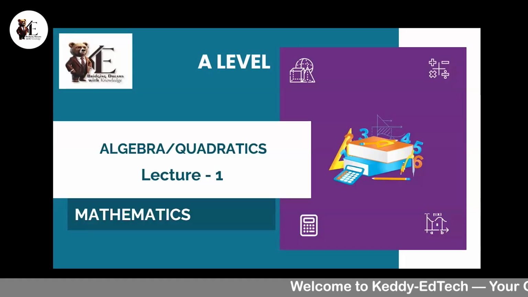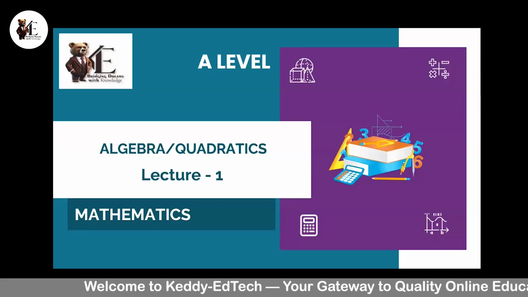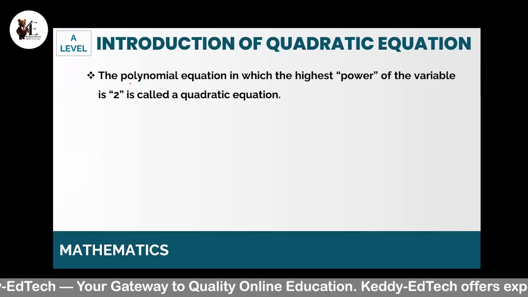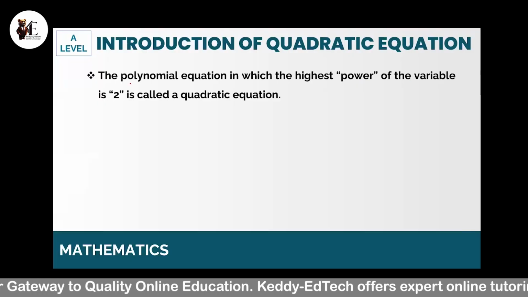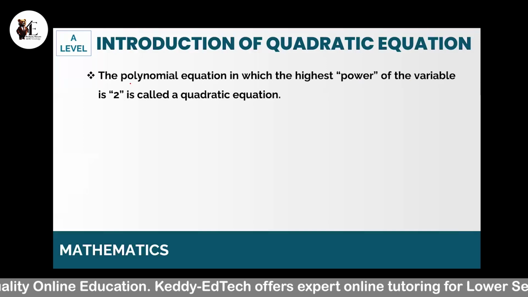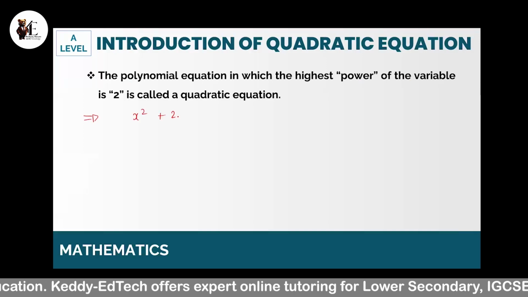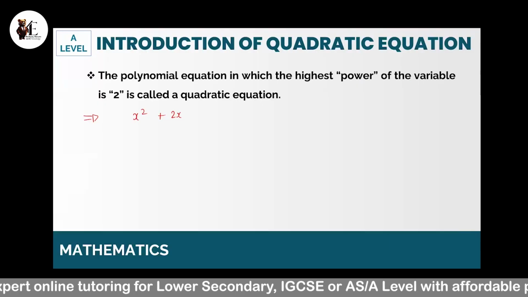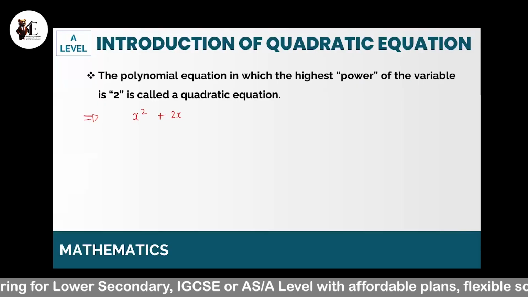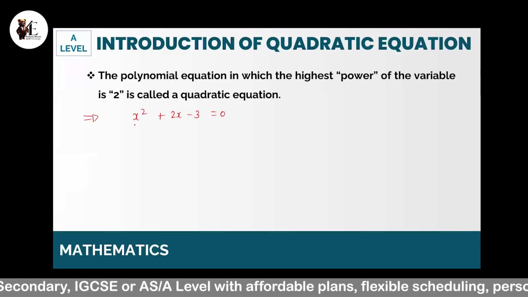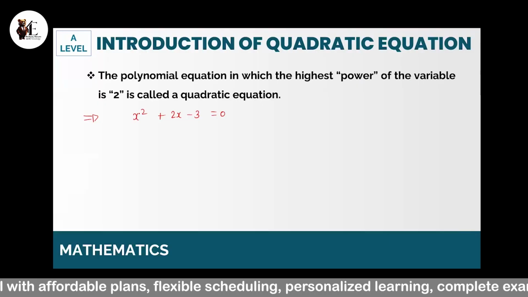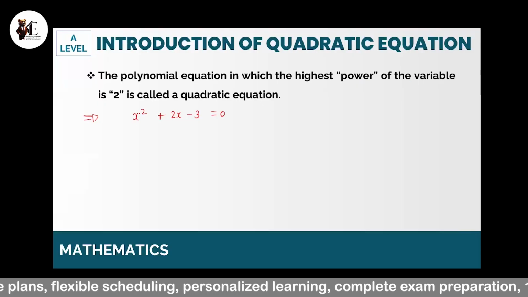So, what is a quadratic equation? An equation in which the highest power of the variable is 2. Let's say I'm writing an example: x square plus 2x minus 3 is equal to 0. You have to check the variable terms. This term has variable x, this term also has variable x, and this term doesn't have a variable. So we only check the variable terms. In this term, the power of the variable is 2, and in this term, it is 1. You have to pick the highest one. Between 2 and 1, the highest is 2.